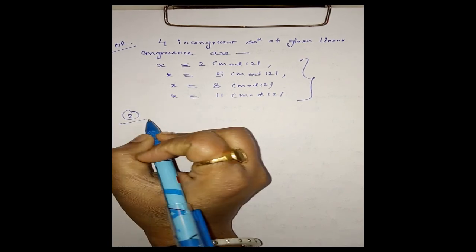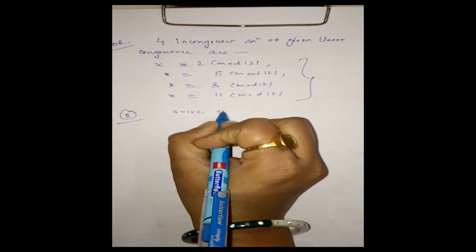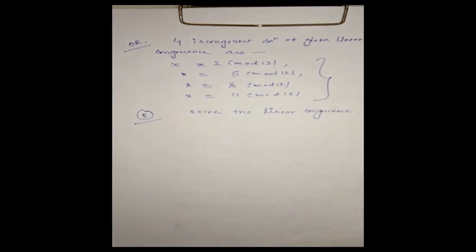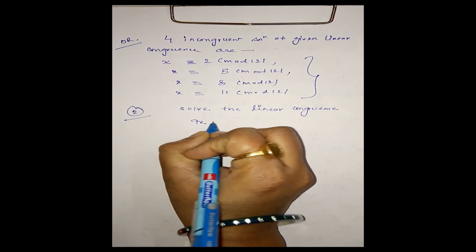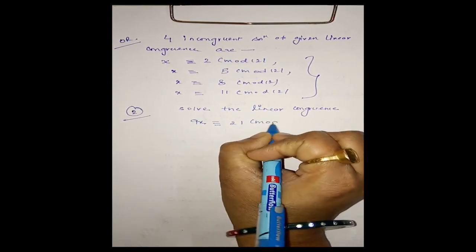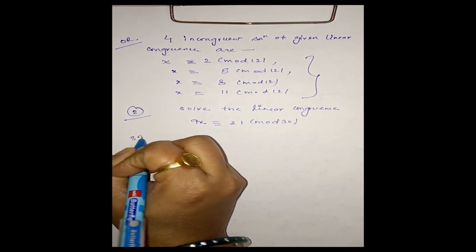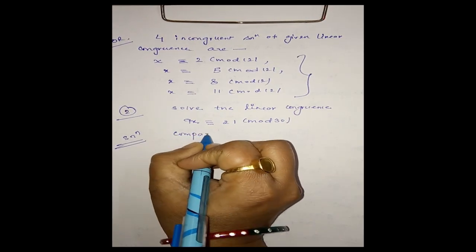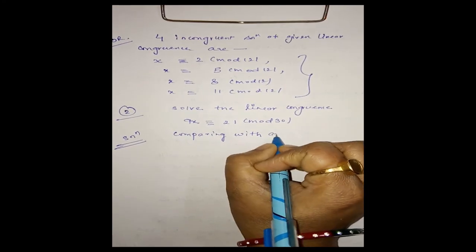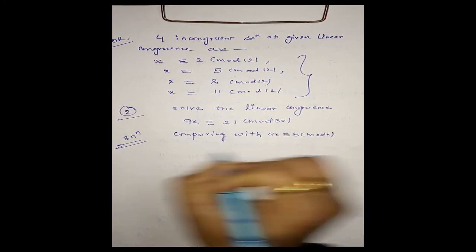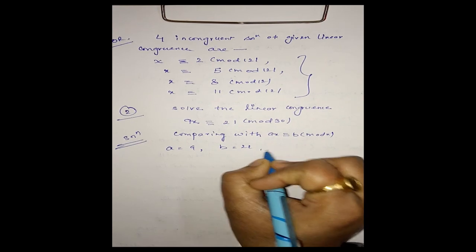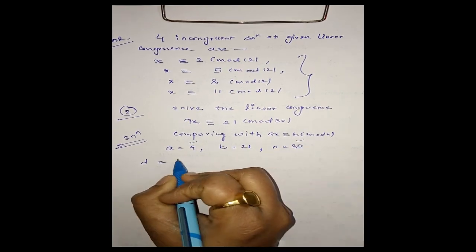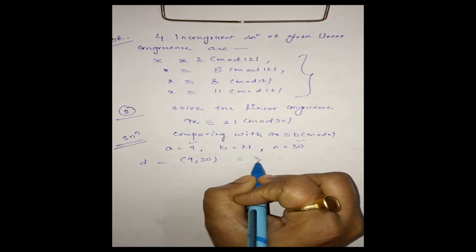Second, solve the linear congruence 9x is congruent to 21 modulo 30. Let us now find the solution for this linear congruence. Comparing this with ax is congruent to b modulo n, we have here a is 9, b is 21 and n is 30. Now the gcd of a and n, that is 9 and 30, is 3, which is not equal to 1.